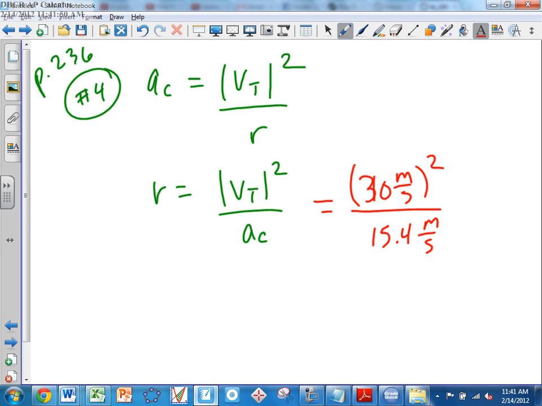What is that, 900 up there? Change it. 900 over 15.4. 58.4. Okay, calculator.